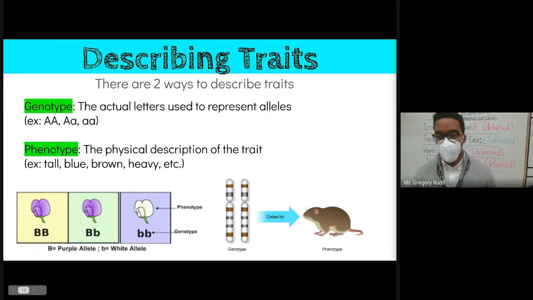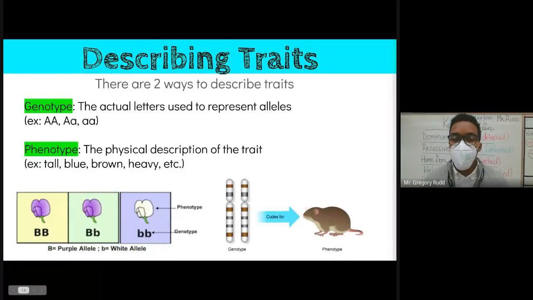Okay, so let me ask some questions then. How many genotypes will give me the dominant trait? Good, excellent, Dijon. Two genotypes will give me the dominant trait. Homozygous dominant gives me the dominant trait, and heterozygous also gives me the dominant trait.